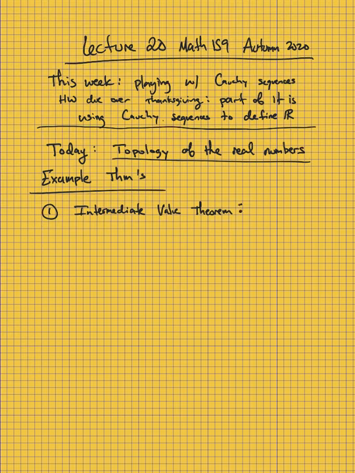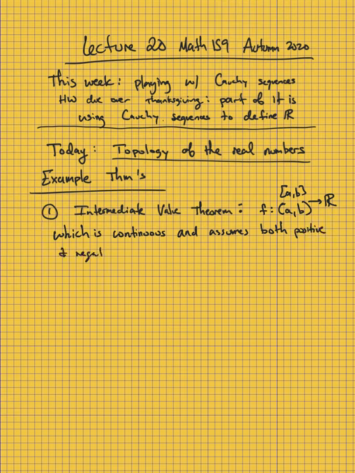This says, if you have a function from an interval, so it could be (a,b) or [a,b], to R, which is continuous and assumes both positive and negative values, then it has a root.